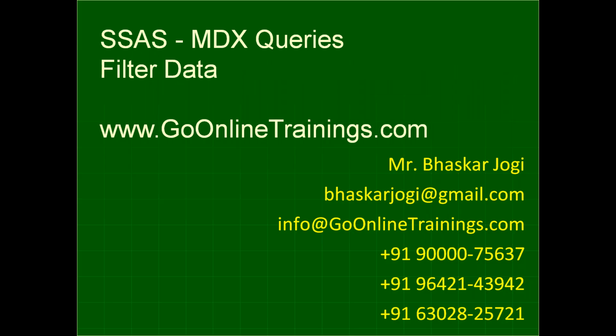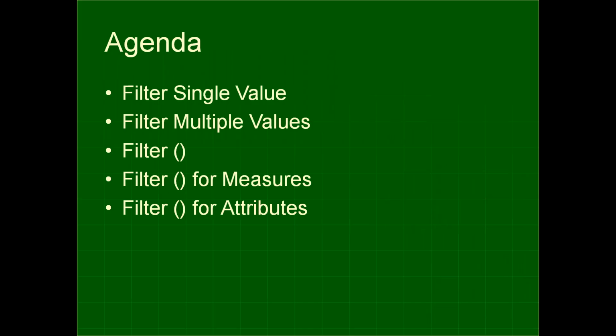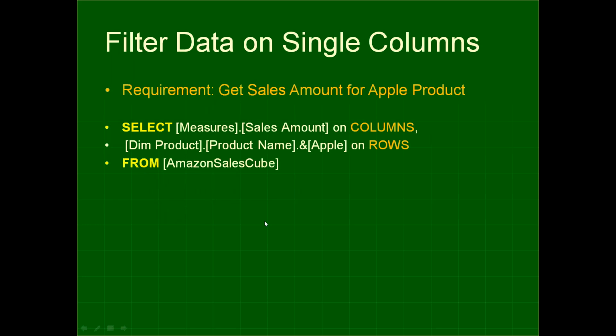So we had seen how to apply filtering conditions, right? We knew how to use the where clause and how to filter the data without a where clause. We had all seen that. Now today we're going to be understanding filter single value, filter multiple values, apply filter function, apply filter for measures, and apply filter for attributes. Clear? So this is what we're going to be understanding.